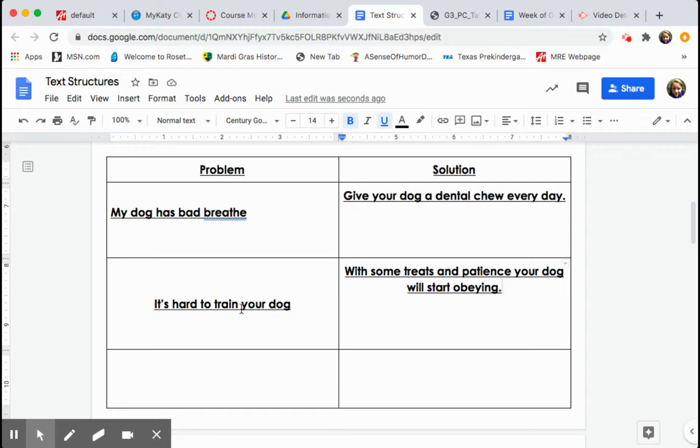So just think about some problems you might have in your baking. So like for example, for baking, if you don't make enough baked goods for the event, then you'll just have to make some more or something along those lines.